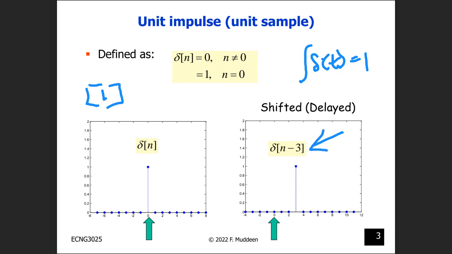And remember that n is really shorthand for nT, right? And T could be 1 second, every microsecond, every hour. It doesn't really matter, and we'll see that coming along as well. Fair enough?